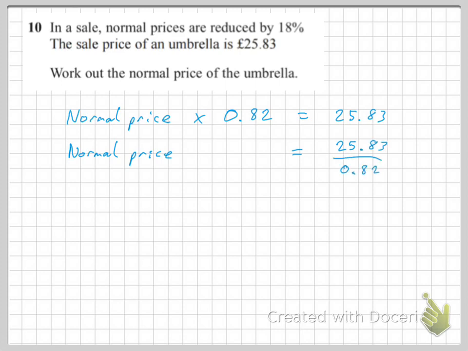to get our answer. Sling that in the calculator and we get our answer straight away. Just make sure in that situation that you round things to the nearest penny, but in this case we get a nice round number anyway, £31.50.